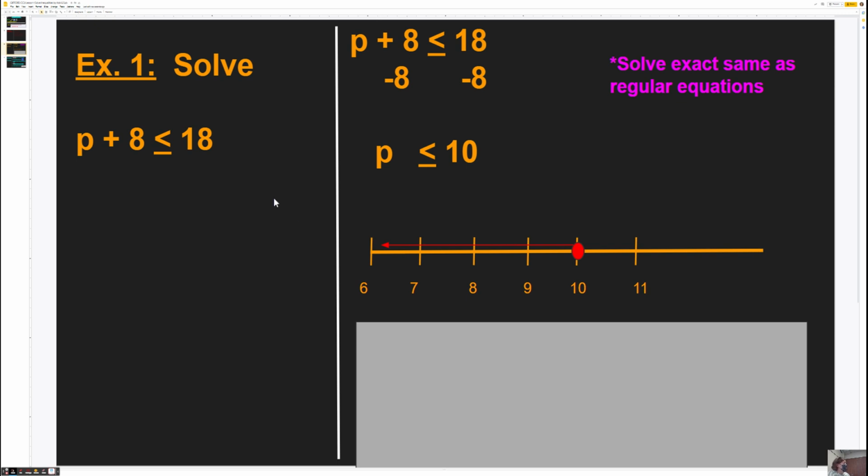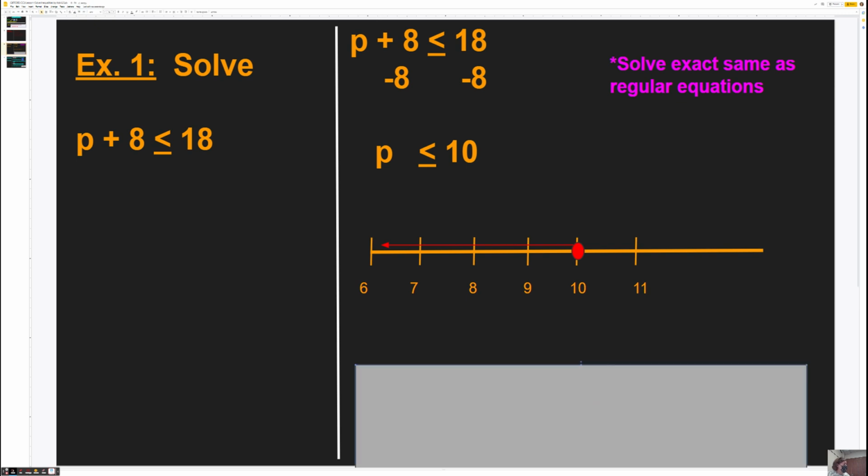Now, I know 12 isn't going to work because if I do 12 plus 8, that equals 20. And is 20 less than or equal to 18? Nope. So then I know that, for example, 12 isn't going to be a part of the solution. And that's it. So you're going to look at the inequalities and you're going to first of all solve it. And then you're going to graph it. And when you graph it, you have to decide, am I using an open circle or a closed circle? And then am I going to shade it to the left or shade it to the right? Okay, so those are your decisions or choices that need to be made.